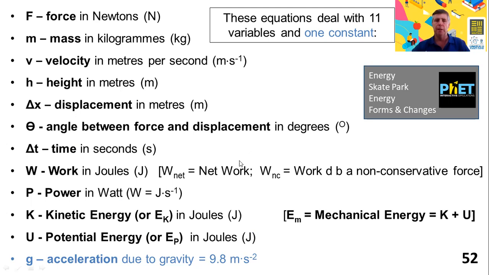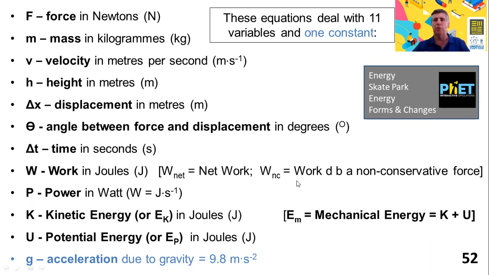And time. So here are the quantities especially associated with this section: work in joules, and with the subscript net, it's net work, and NC, it's work done by a non-conservative force. Then we have power in watts, and a watt is just a joule per second. Kinetic energy and potential energy, because they are energies, are also measured in joules. And EM is mechanical energy, which is a sum of kinetic and potential energy.